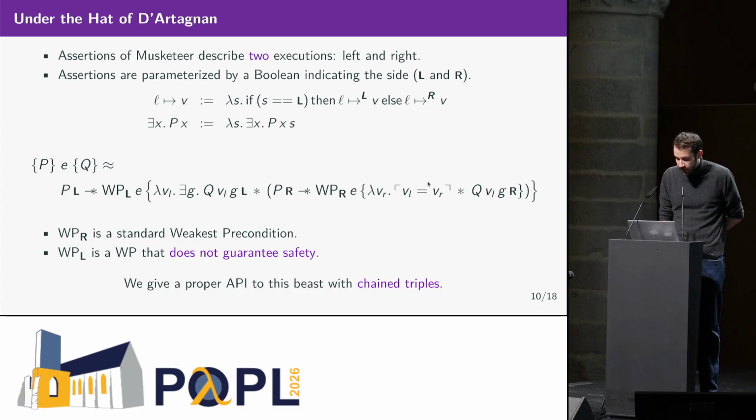So this is, of course, awful to read, and if you read the paper, we have a nice API for this beast that we call chain triples.